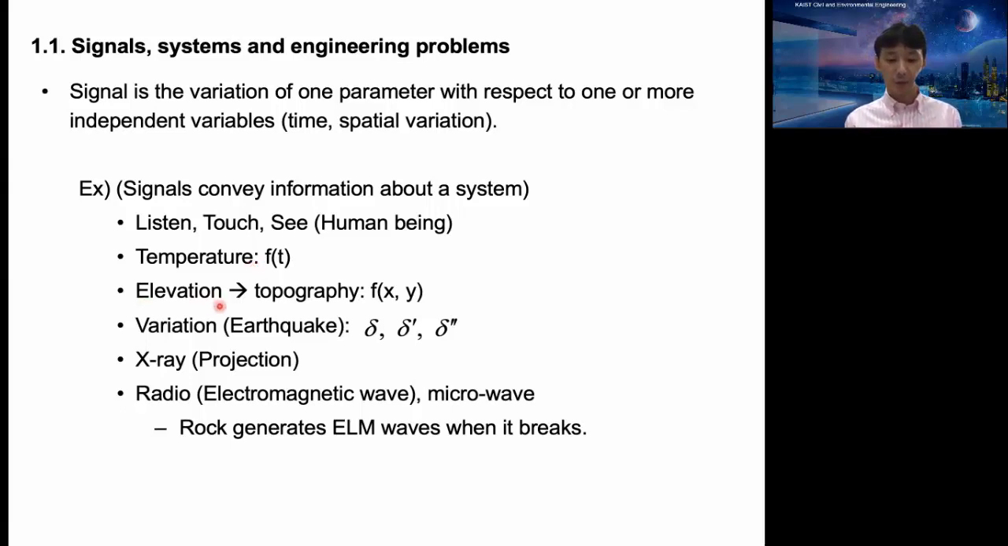And when you think about the topography, the morphology of the surface, when you think about the mountain, the elevation changes with the x and y coordinates. So that could be another signal. And the earthquake motion can be a signal. It could be a displacement with time, velocity with time, and acceleration with time. And an X-ray signal, or the images projected of your body, could be a signal too.